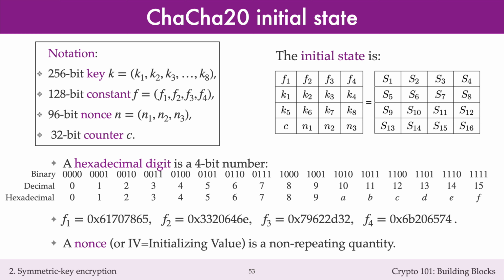The initial state of ChaCha20 can be represented by this 4x4 array of 32-bit words. The first 4 words are the constant F. The next 8 words are the words of the secret key K. We then have the counter C and the 3 words of the nonce N. So ChaCha20's initial state is 512 bits in length.